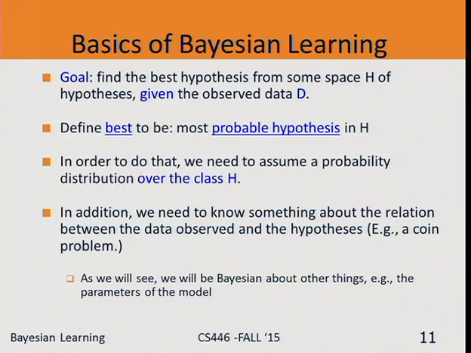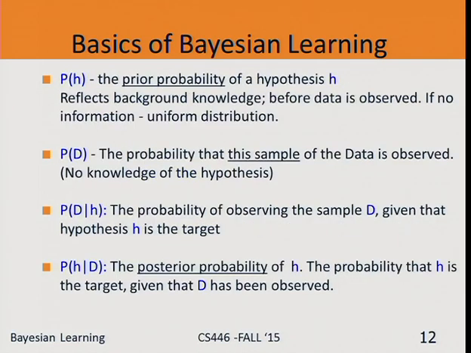As we'll see, basically we're going to use Bayes' rule, a very simple probabilistic rule, in order to do it, but we can be Bayesian about other things, not necessarily only about which hypothesis to choose, specifically about how we estimate parameters and a few other things. So here are the basics that we have. Really these four components are the old theory, and the rest is just details.